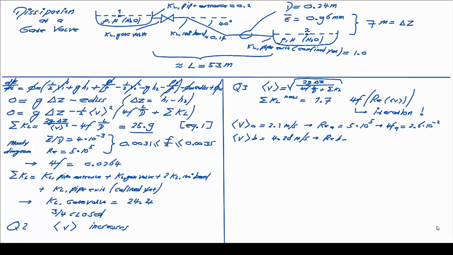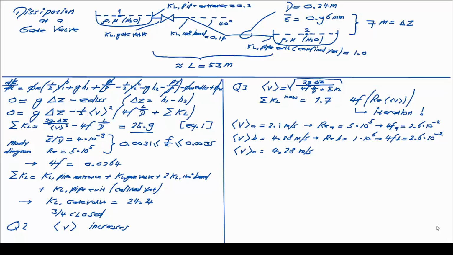We can calculate Reynolds again from this. It comes out as 1 million. Reading the value for f divided by 2, or for 4F, from the Moody again, gives 2.6 times 10 to the power minus 2 once more. Again, putting this into the expression for the average velocity, we get a new average velocity. V average C is 4.28 meters per second. And that's actually the same as V average B. So we can stop iterating, and we found the average velocity for the situation where the gate valve is fully opened.